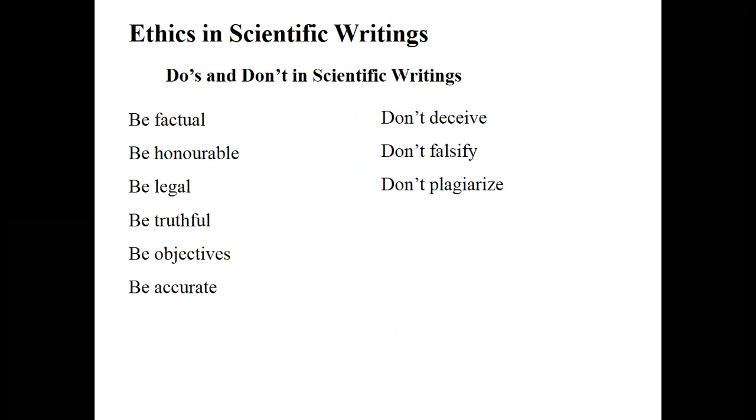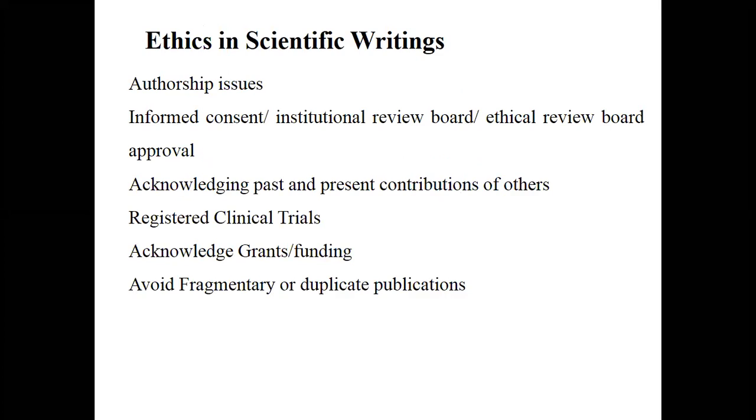Ethics in scientific writing. It's very important. Be factual, be honorable, be legal, be truthful, be objective, and be accurate. Don't deceive, don't plagiarize, don't falsify, don't fabricate. So be honest in scientific writing, because many researchers may depend on your writing. Don't fabricate the data, don't cook the data. If you don't have the data, don't publish it.